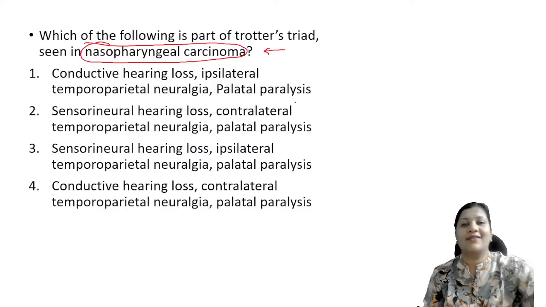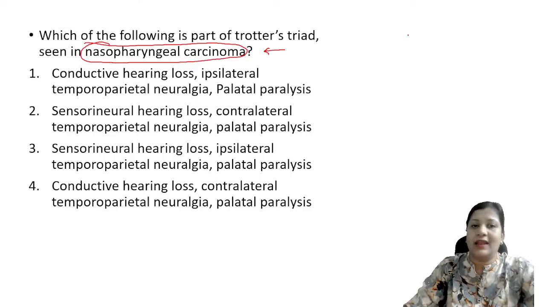Option 1, conductive hearing loss, ipsilateral temporoparietal neuralgia and palatal paralysis. Option 2, SN loss with contralateral temporoparietal neuralgia and palatal paralysis. Option 3, SNHL, ipsilateral temporoparietal neuralgia and palatal paralysis. Option 4, conductive hearing loss, contralateral temporoparietal neuralgia and palatal paralysis. Let me know what you think is the right answer.